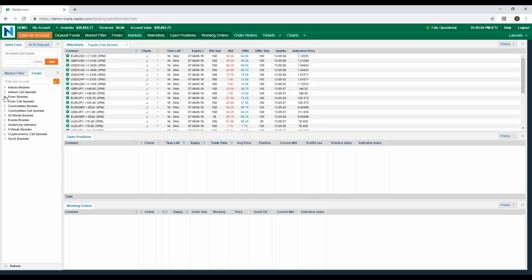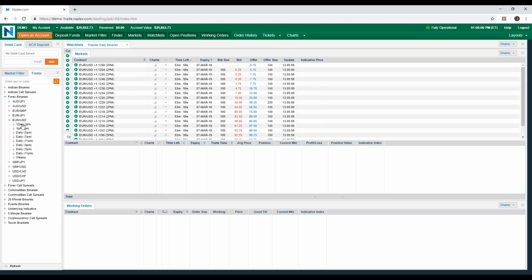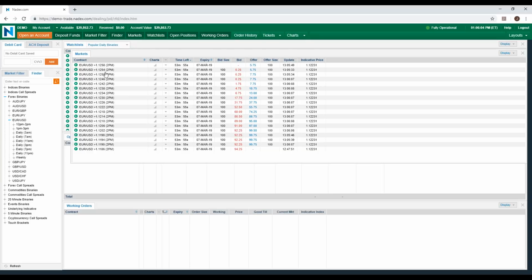Okay, let's do some forex binaries. Let's go to euro dollar. Let's look at the 2 p.m. expiration coming up here in about an hour. Okay, well, here's the strike ladder for all the 2 p.m. expiration binaries. We know that each one of these is a different binary contract.